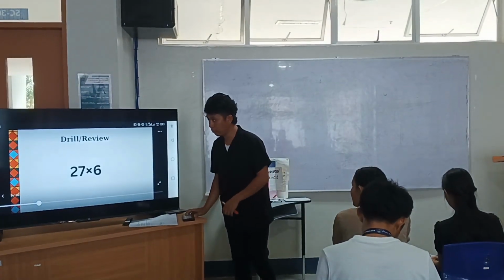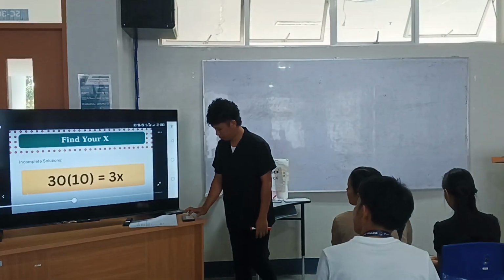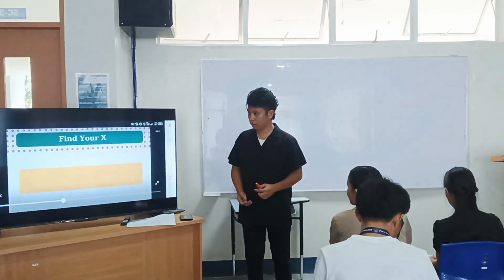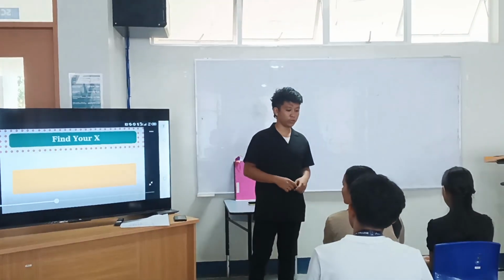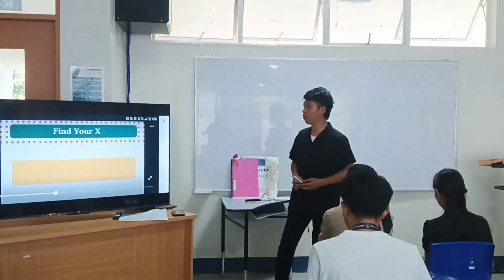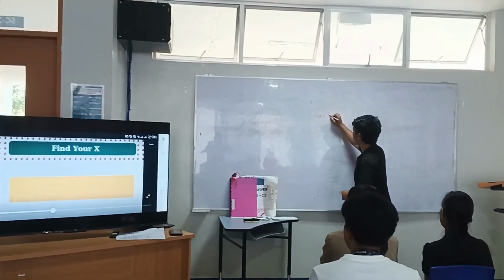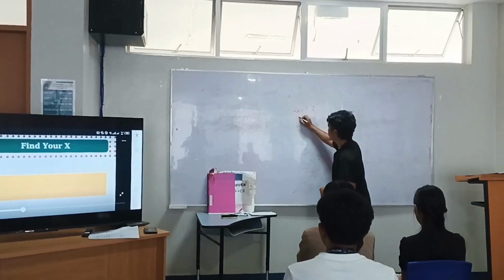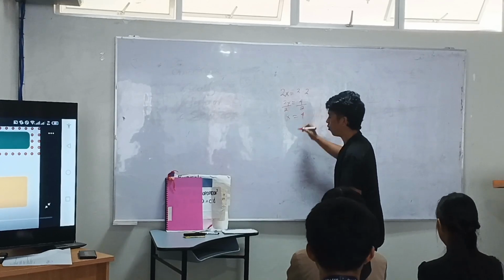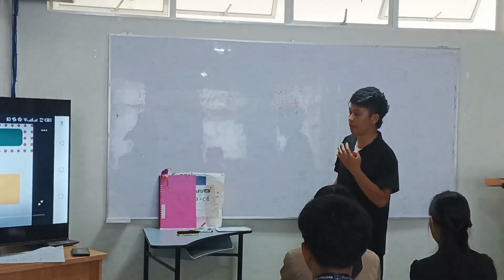For our first activity, we call it Find Your X. In this activity, I have an incomplete solution, and your task is to complete the solution by finding the value of x. So I have here an example. If I have 2x equals 2 times 2, and 2x equals 4 here, divide both sides by 2, and the answer is 4. So that's how you get to finding an x value.